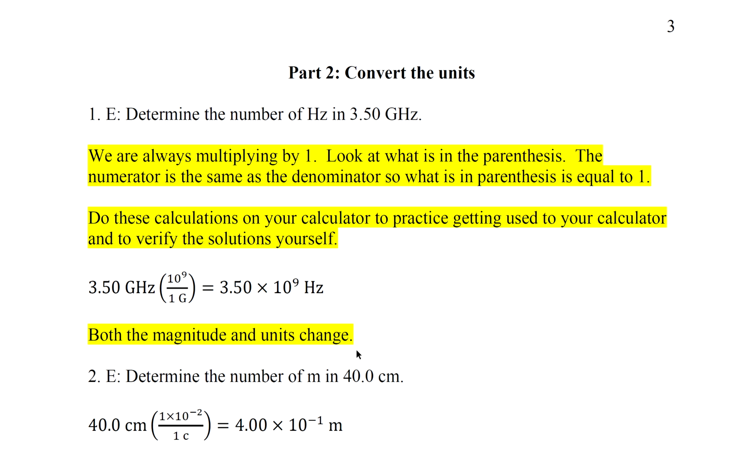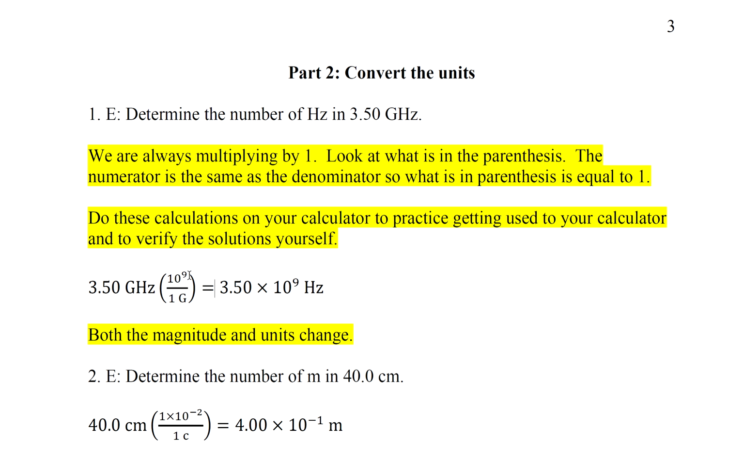So 5 divided by 5 is 1. 8 divided by 8 is 1. X divided by X is 1. 1 divided by 1 is 1. So problem 1, we want to convert gigahertz to hertz. So we're going to start with 3.5 gigahertz, and we're going to multiply it by the number 1.